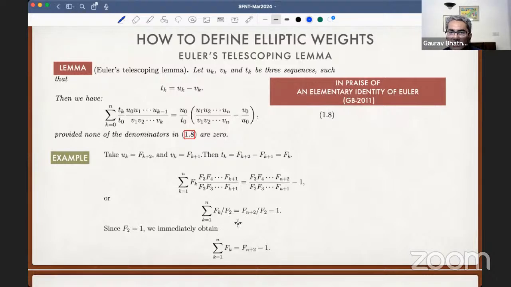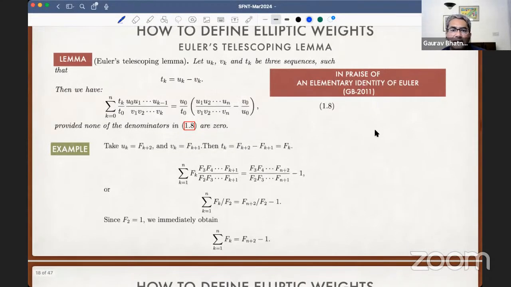And then we basically asked what the elliptic extension of this should be so that it fits Euler's lemma. This is in a paper called In Praise of an Elementary Identity of Euler, where I do a lot of telescoping sums, going up to even how to do the WZ method by hand using telescoping. And this is what is called the telescoping lemma. So all telescoping sums follow this pattern. So all we have to do is find this pattern.